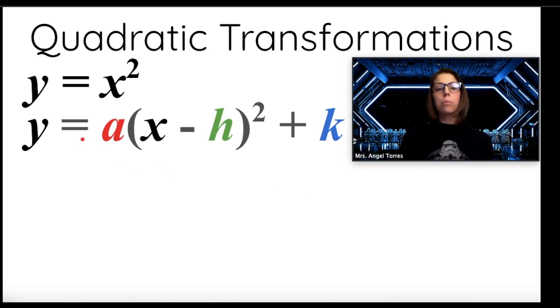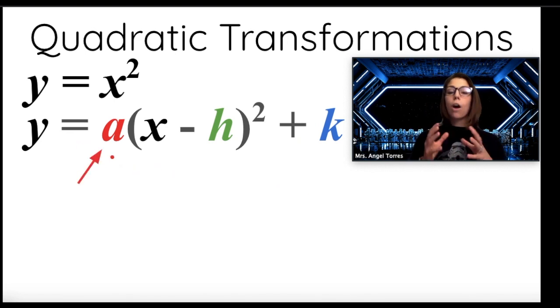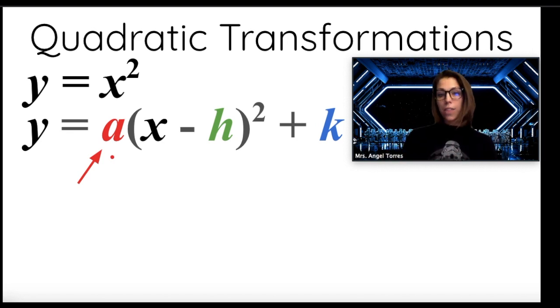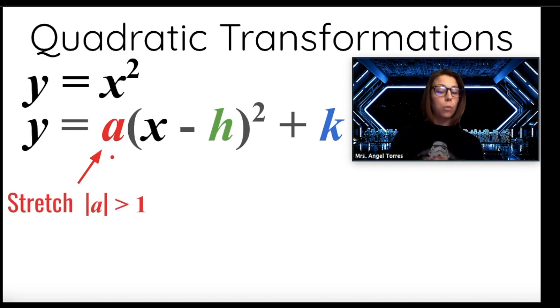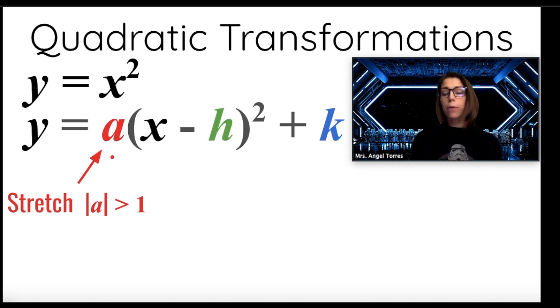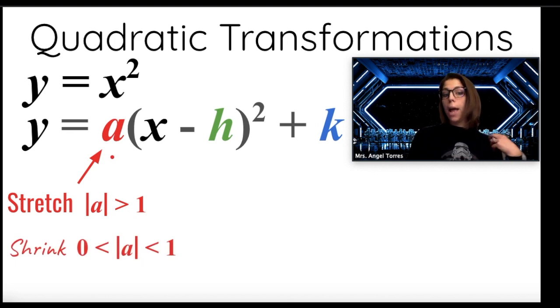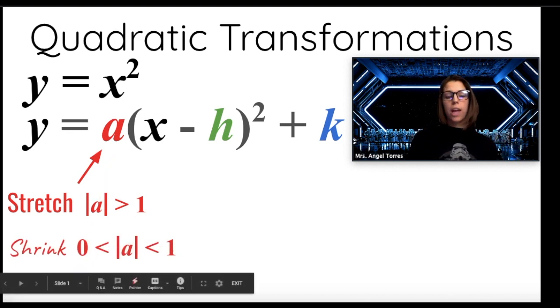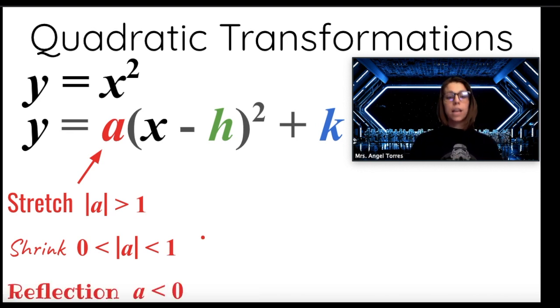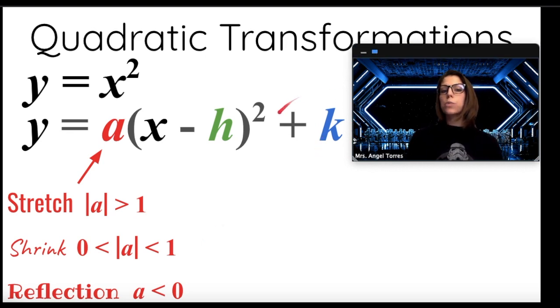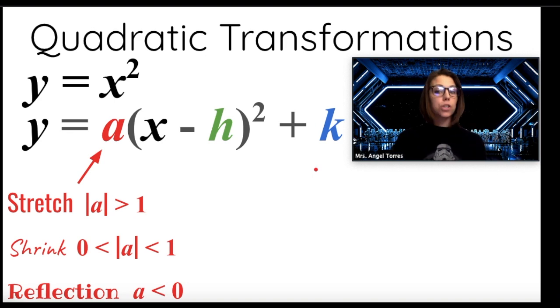One of the changes that we could apply is multiplying our function by a number. Depending on the number that we choose, it's going to have a different result. For example, if the absolute value of that number is greater than 1, meaning the digit itself, whether positive or negative, is larger than 1, it's going to apply what's called a stretch. If we multiply by a fraction or a decimal between 0 and 1, it's going to apply what's called a shrink. And finally, if we multiply by a value that is less than 0, that's going to cause our parabola to reflect.